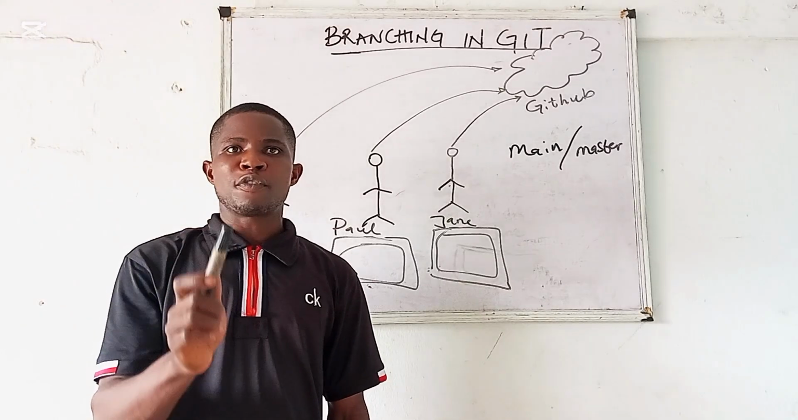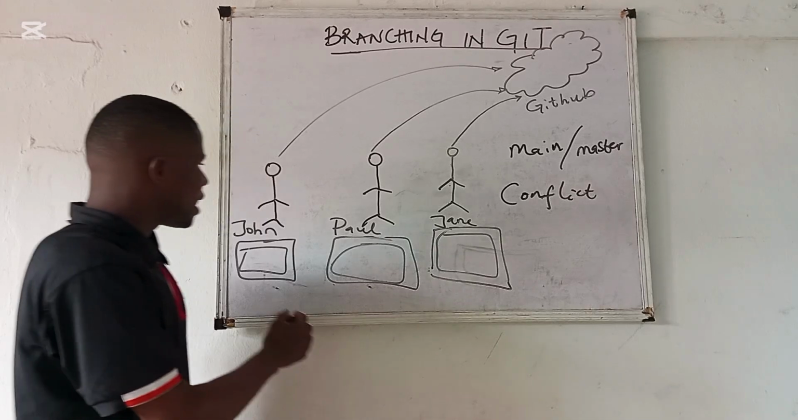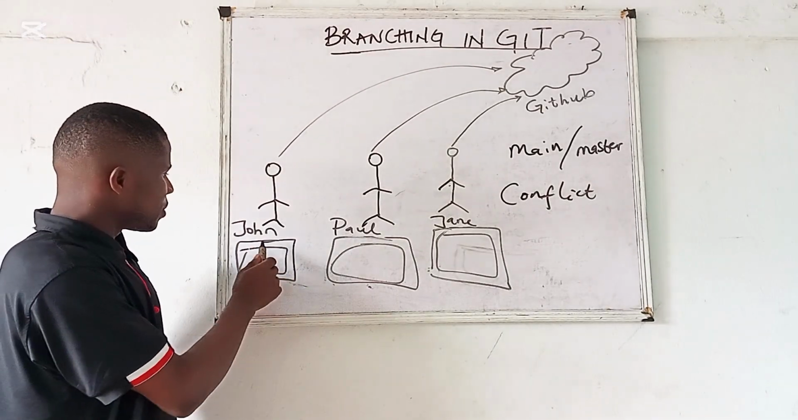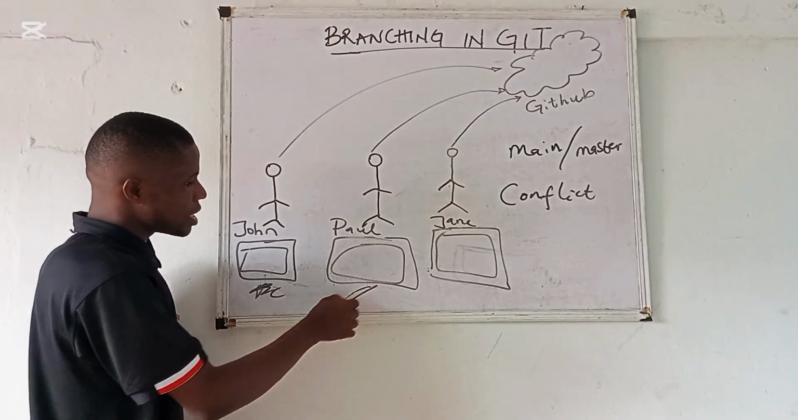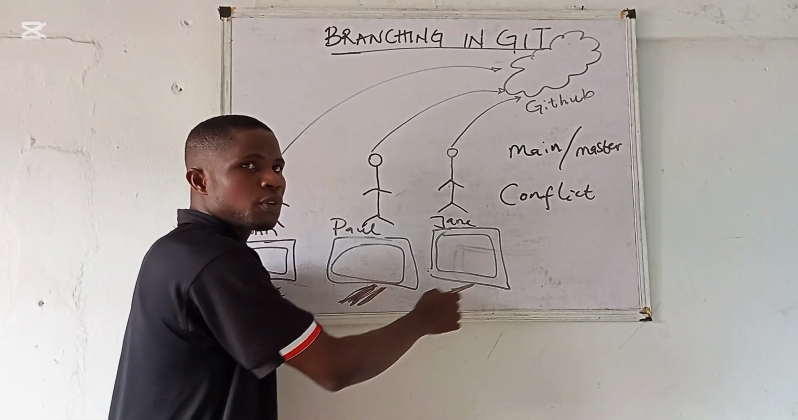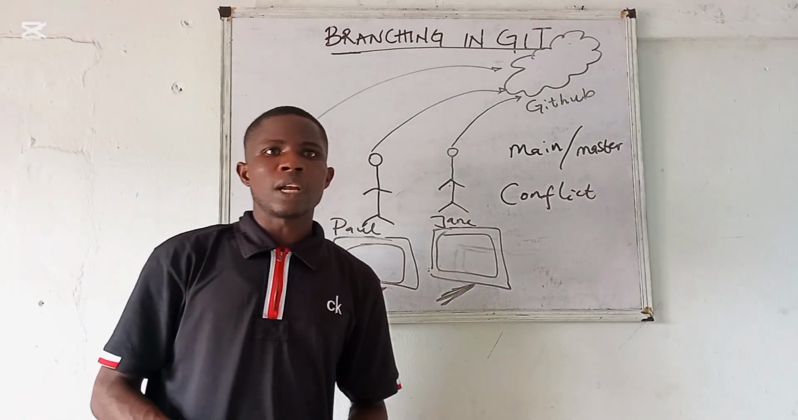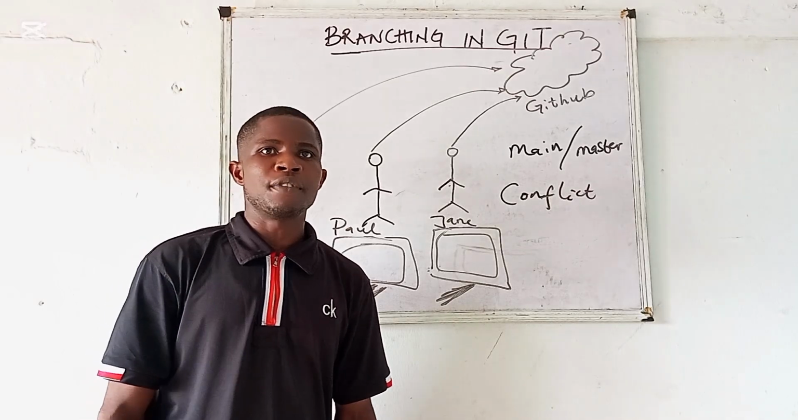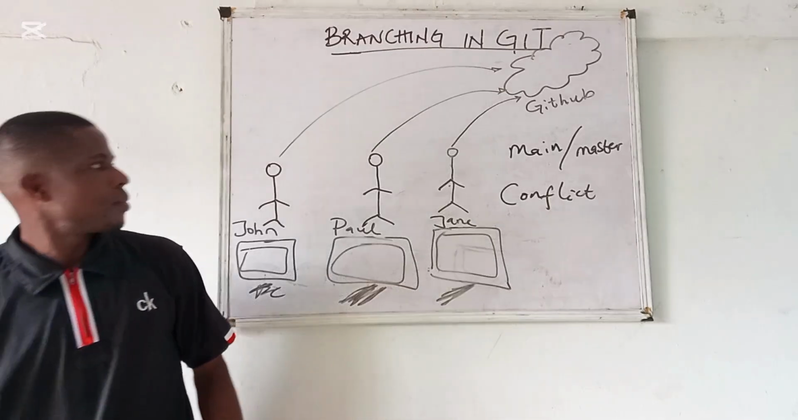what they have to do to avoid what we call conflicts in programming is create separate branches and work on those branches. That means John had to create a local branch on his computer, Paul had to create a local branch working on a feature, and Jane had to create a local branch. So when they do this, that branch is going to allow them to work on different versions of the project without having conflict. To create a branch, I will show you how to do that right away.